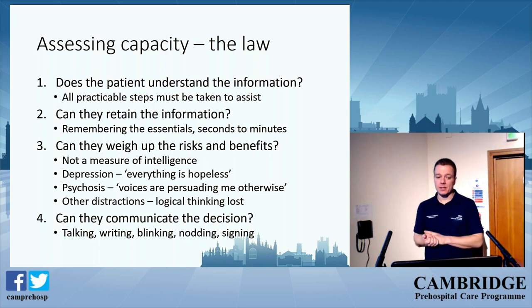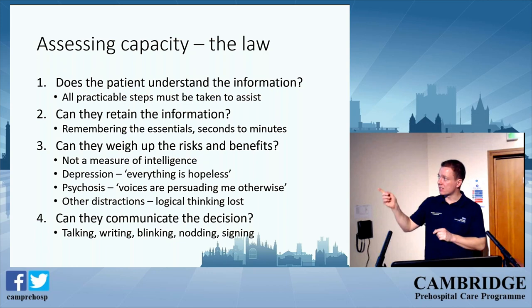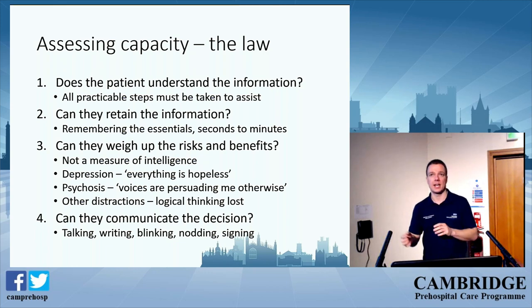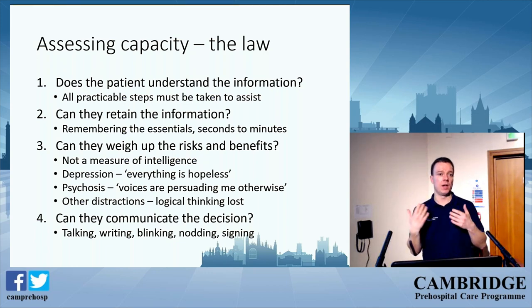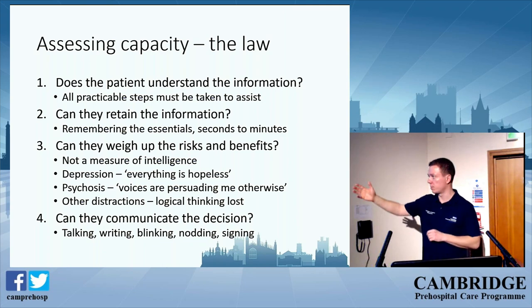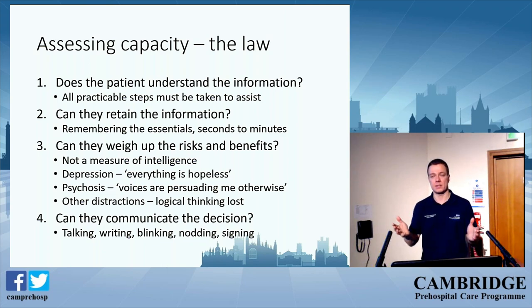What is certainly true is that this isn't a measure of intelligence, so you can't say, well, I know that you have an IQ of less than 80 and therefore you can't possibly weigh up the risks and benefits of this complex decision. That's not how this works. This is about, can they weigh up what you've said to them appropriately?